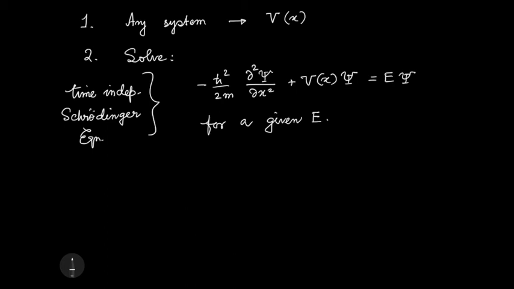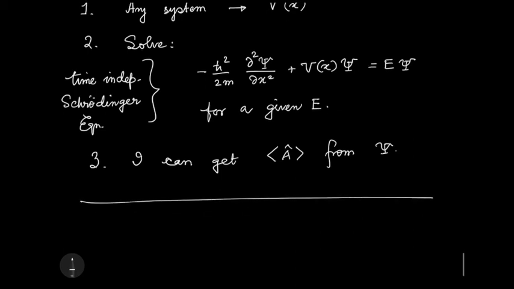So for any function V, you solve for this. Once I solve for this, I can get the expectation value of any operator from psi. And I calculate it once, I am done, because it doesn't change with time. Okay, this is the procedure that one follows.